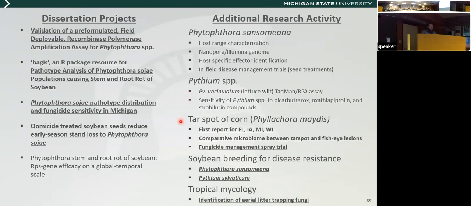I've also worked on tar spot of corn, doing first reports and an early microbiome study, trying to identify just which fungal entities are actually involved in tar spot of corn in Michigan. And that was pretty interesting.